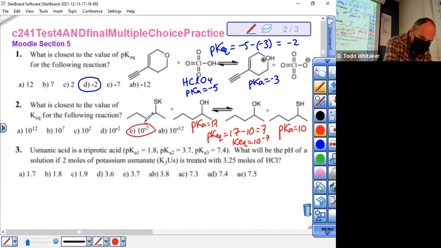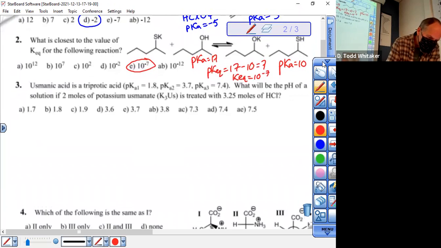And then another acid-base problem. Usmanic acid, and we're starting with 2 moles of potassium usmanate. Usmanic acid was named after a student, in case you're curious. Miss Usman, yeah. Whenever this question was created. And it says we're starting with US3-, and we're reacting it with HCl.